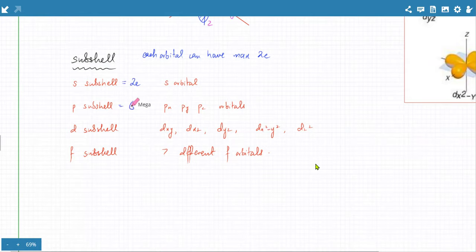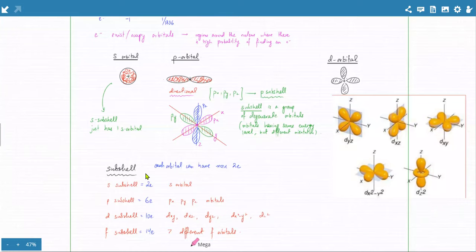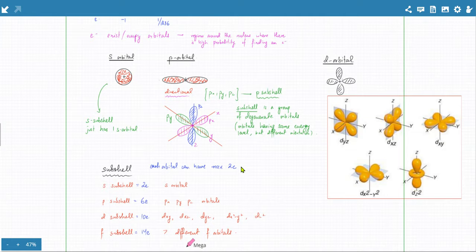Why? Because you can fill up the PX with two electrons, the PY with two electrons, the PZ with two electrons. Similarly, the D subshell could have a maximum of 10 electrons. And the F subshell can have a maximum of 14 electrons because there are seven different F orbitals. So what we have learned so far is that there are different regions in space where electrons could exist. In each orbital, a maximum of two electrons can exist.